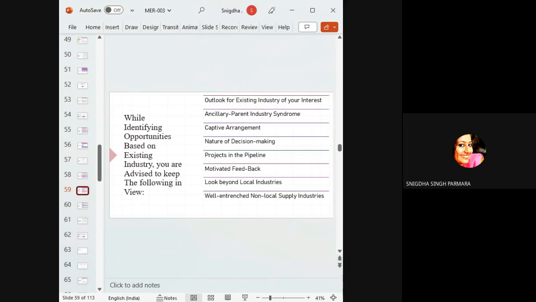So there is a possibility that an enterprise is capable of doing very well, but is currently incurring losses because of lack of support from its parent industry. So that needs to be figured out. One should not judge, one entrepreneur should not judge an industry or the prospect of an industry merely by looking at its profits. It needs to find out what are the reasons for low profits or no profits in case such situation exists. Captive arrangement.